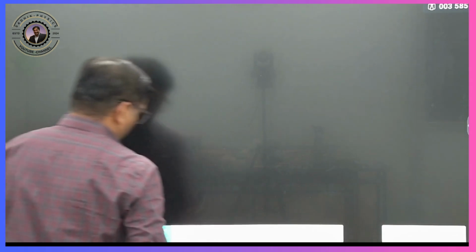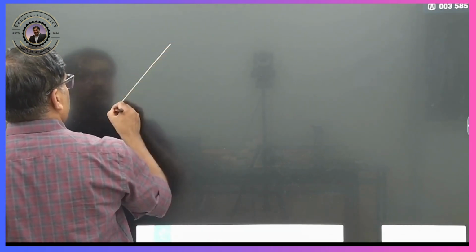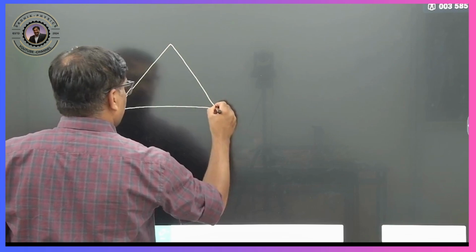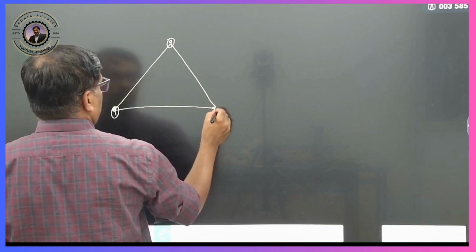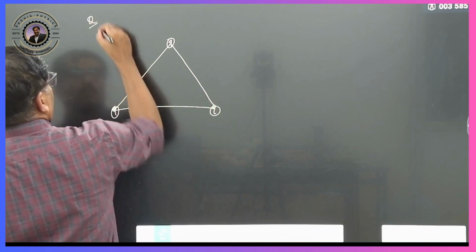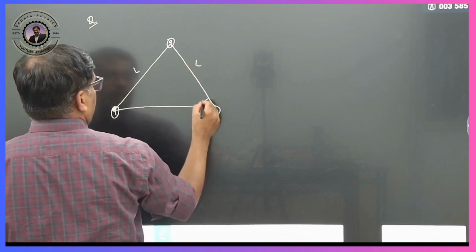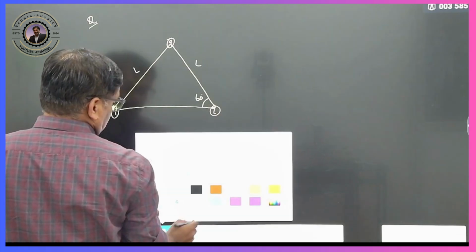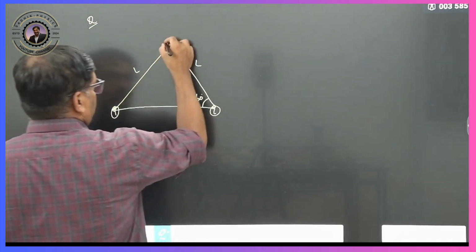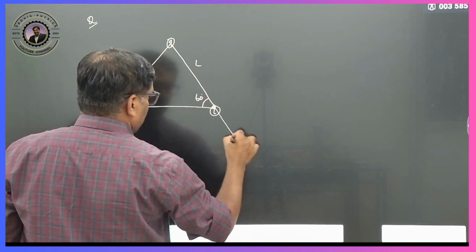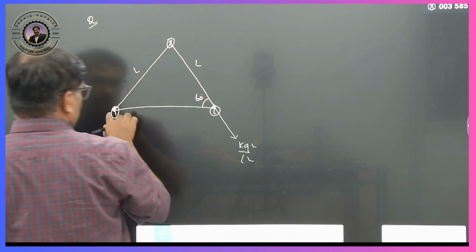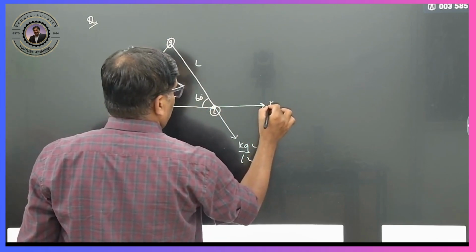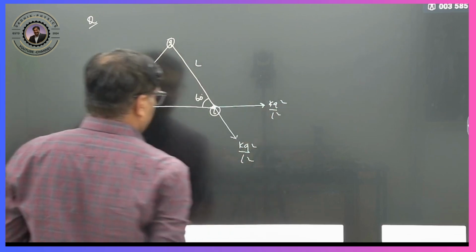Clear? Now suppose here there is an equilateral triangle, therefore the other charges are here, charges q, q and q. Now this is L, this is L, equilateral triangle means 60 degree, clear? So what will be the force acting on this one now? Force acting on this will be like this. So what is this one now? K q square by L square. This side also positive, therefore K q square by L square, clear?